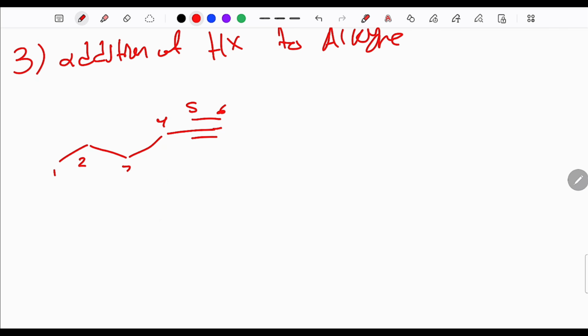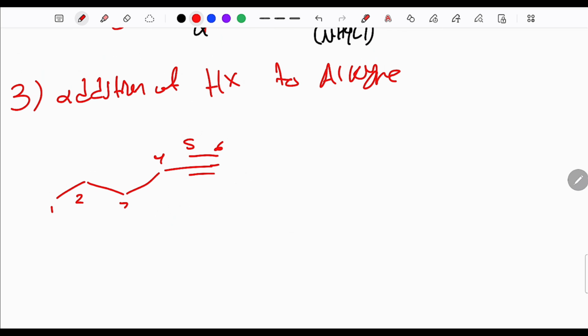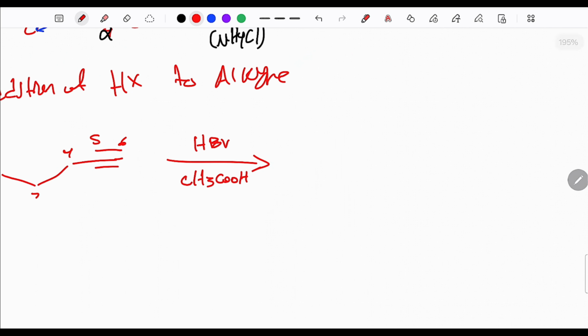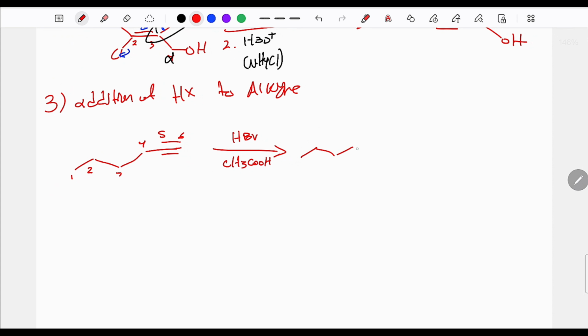What can I do with this? Well, I can add HX to it. Let's just say our X in this case is going to be Br, so HBr in glacial acetic acid. And the product I'm going to end up getting is 1, 2, 3, 4, 5, 6. Between 5 and 6 is going to be a double bond, and over here there's going to be a bromine, and two hydrogens here now. One of them is actually new, and this hydrogen is from that HBr.